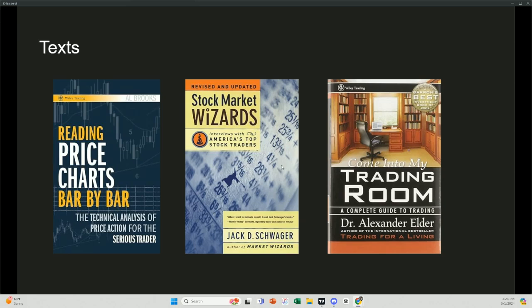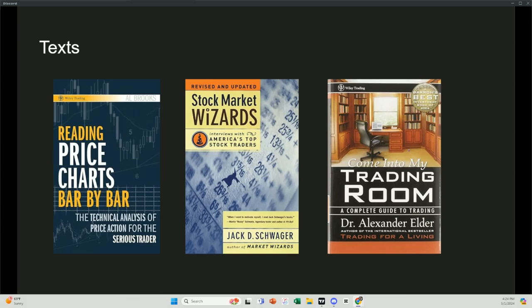Stock Market Wizards has got lots of good price action examples in it. They're not called out specifically, but once you've got a basic understanding of what price action is, you'll start to see them and pick them up as he talks to the various traders and they tell you about the big trades and all that type of stuff. You see it comes through again and again and again.